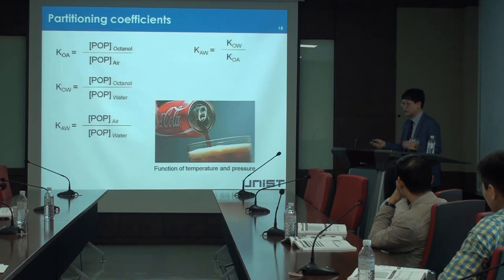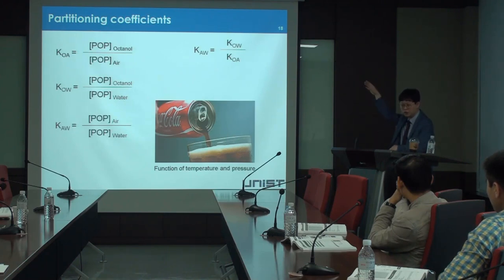This is a function of temperature and also pressure. Temperature and pressure can determine these values. When temperature increases due to climate change, the partitioning coefficients can change. Atmospheric pressure is similar everywhere, though at the bottom of a valley and at high altitude on a mountain it can change. But for general ambient conditions, pressure is not an important factor. Only temperature is very important.